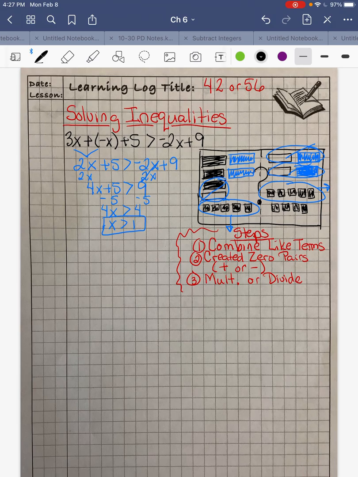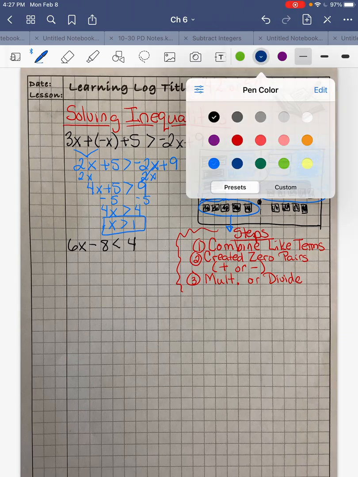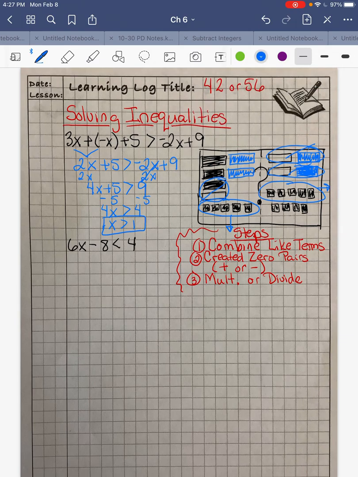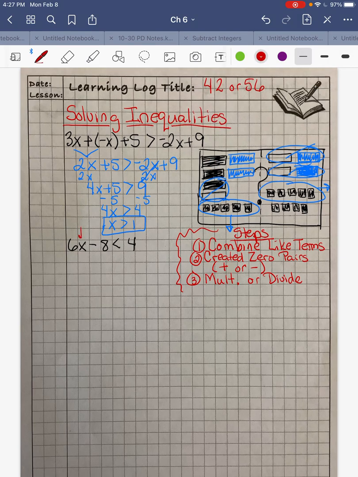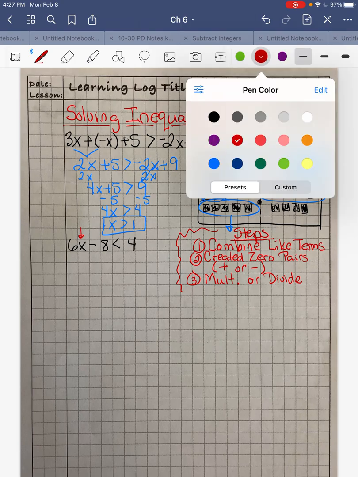So our next problem is 6x minus 8 is less than 4. Now, we're not going to draw another model for this one, right? We don't have that much space, but we're going to just show the steps. So there's no combining like terms. When I look at this on each side, there's nothing that I could add or subtract. So trying to get that x by itself, that's my goal.